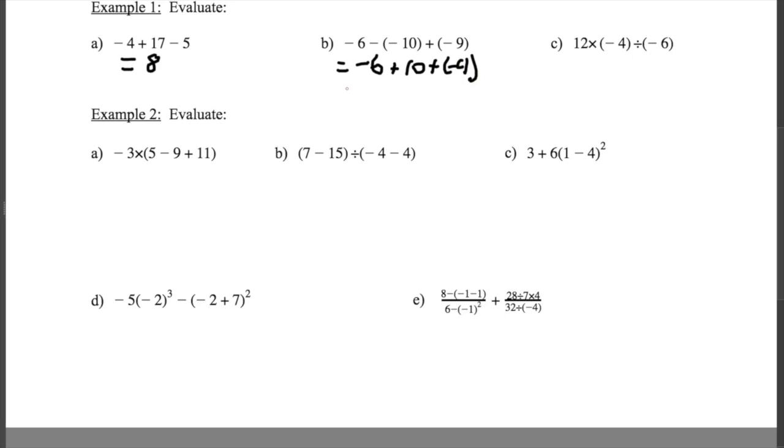So now -6 plus 10 gives you 4. 4 plus -9, which will result in -5.